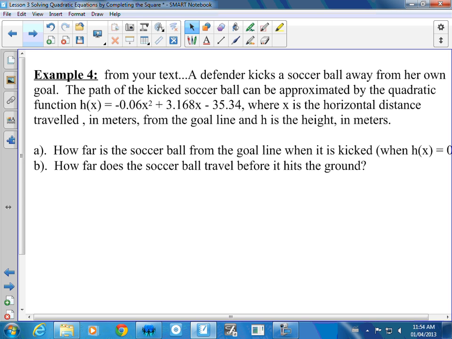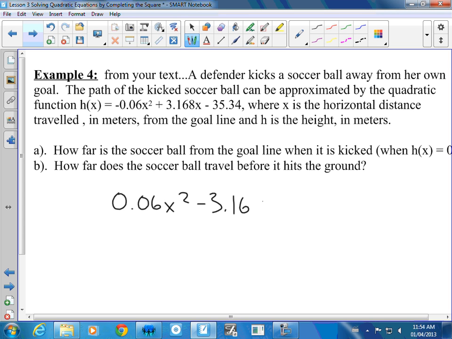Let's move the other two over. Perfect. Because that's actually equal to 0. So we move it over to the other side. Instead of negative 0.06, it becomes 0.06x squared minus 3.168x equals negative 35.34, right? So all we did was move it over to the other side. You could have left it all on one side and completed the square on the one side, but you know what? Do whatever you want.